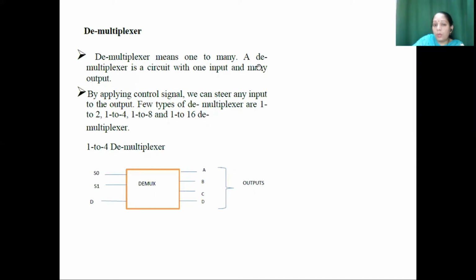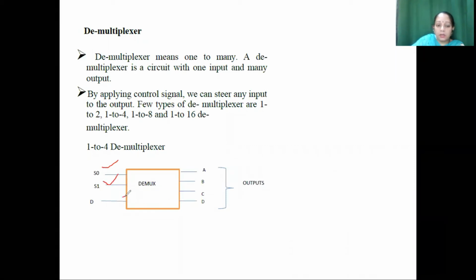Demultiplexer means one to many. Demultiplexer is a circuit with one input and many outputs. By applying control signals, we get a number of outputs. Types of demultiplexer are 1 to 2, 1 to 4, 1 to 8, 1 to 16. Now, this is my block diagram. Here are my selection lines S0, S1, and D for my data. This is the short form of demultiplexer, that is demux, and these are my outputs A, B, C, and D.